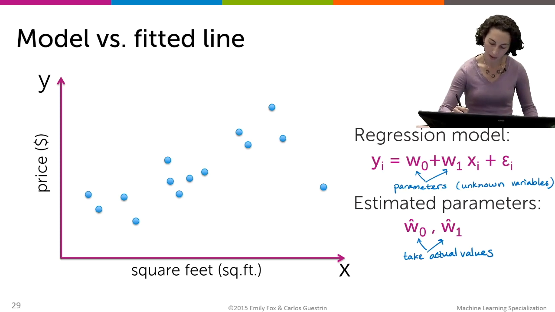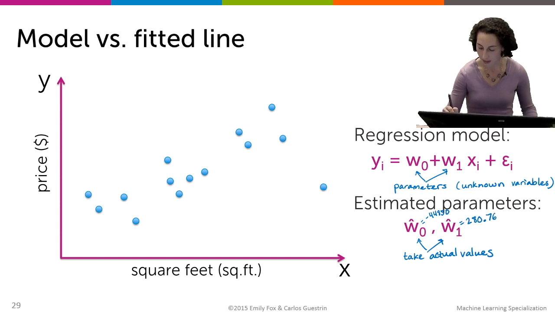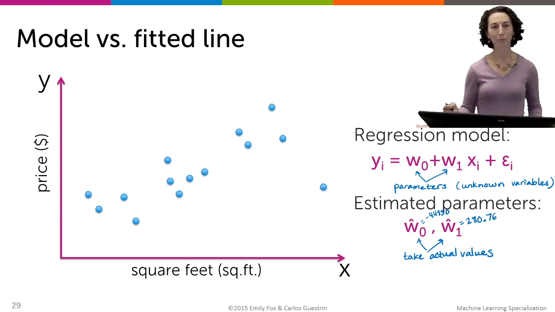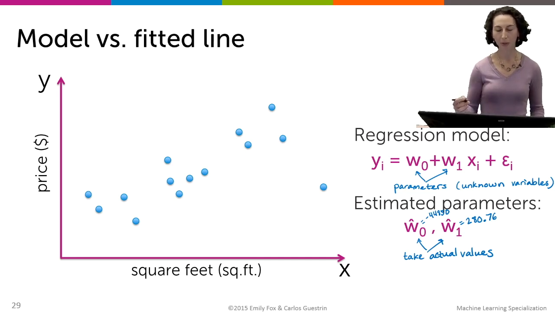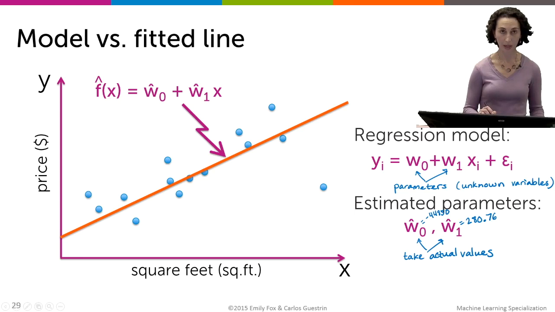So for example, maybe our intercept is minus 44,850 and our slope is 280.76. And these aren't random numbers that I generated here. This comes from the first course. If you look at the notebook for doing the regression fit of sales price on square feet, these were the numbers that came out for these two parameters.